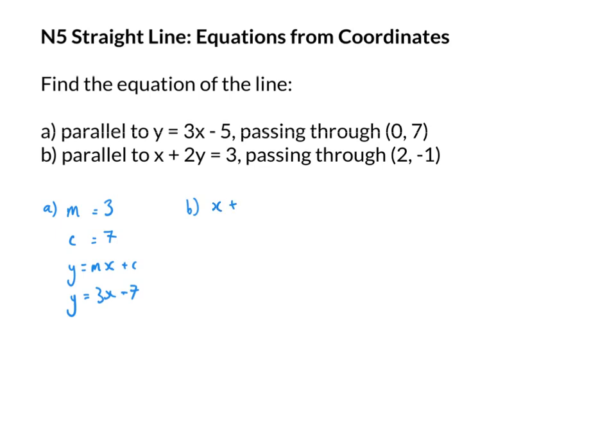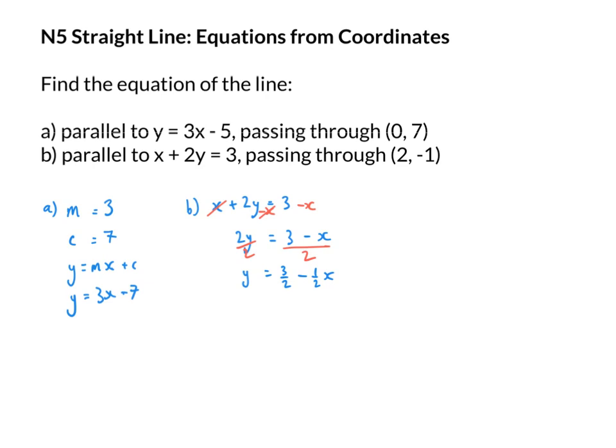So first things first, I'm going to make y the subject to find my gradient. So I'm going to start by subtracting an x from each side. So x minus x will give me nothing. That will leave me with 2y on the left. And I'll have 3 minus x on the right. I need y to be the subject, 1y. So I divide everything by 2. So y equals 3 over 2 minus a half of x.